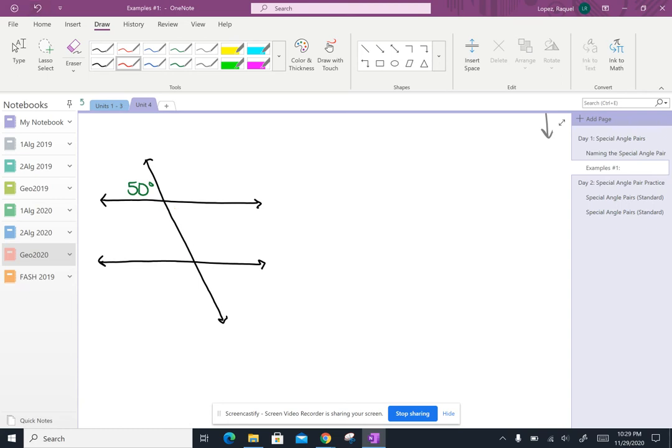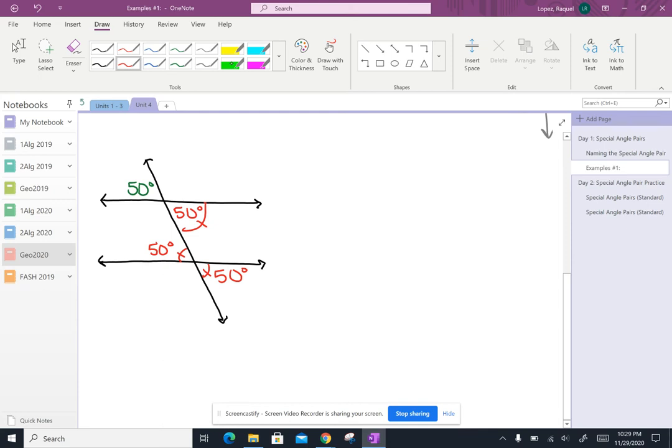So let's just start off by labeling the vertical angle. So if that's 50, that means this angle must also be 50. If that angle that I just labeled is also 50, it would also be congruent to this angle because these are alternate interior angles. So if this one is 50, this one must also be 50. And then we can also go ahead and label the other one, opposite to it, 50 degrees, because those are vertical angles.